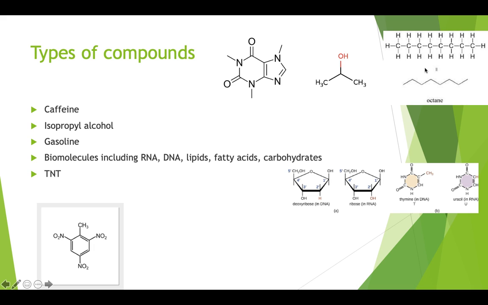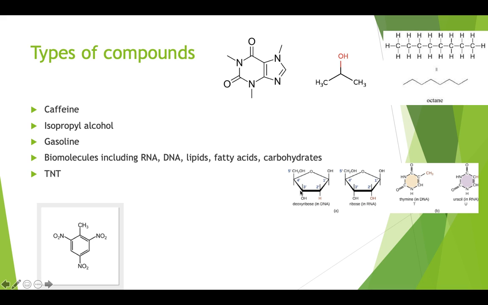The next one on the list is gasoline, which is primarily a mixture of 8 carbon-long chains. They may be straight or branched. Octane is the example. A lot of your biomolecules like RNA, DNA, lipids, fatty acids, carbohydrates, all sorts of things like that are organic molecules. As you can see here with deoxyribose, it is a 4-carbon chain with an O in the middle of that ring.